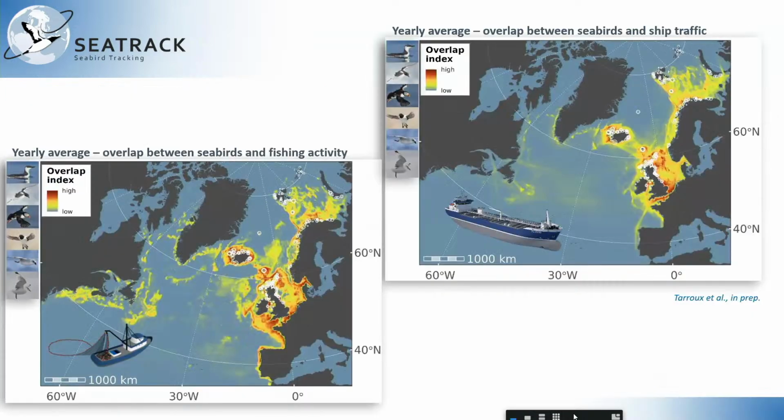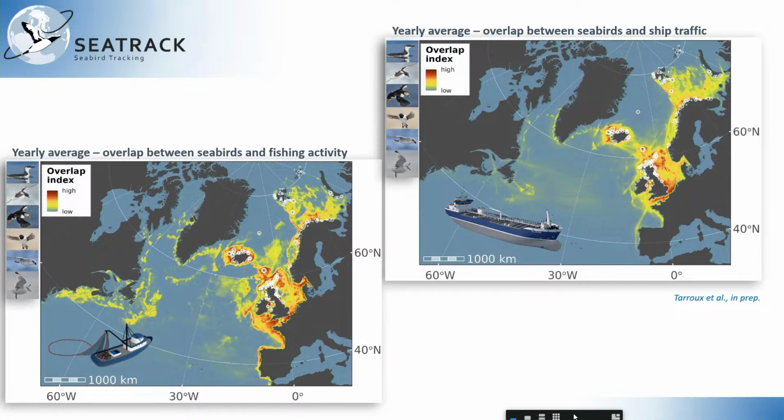So here's an overview of the results we have obtained. On the left, you can see the yearly average exposure to industrial fishing for all 6 seabird species combined. So this is an average both throughout the year and for all species, right? And you can clearly see some hotspots, notably around Iceland and the United Kingdom, as well as in the North Sea and the Barents Sea.